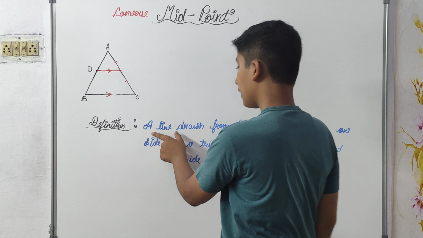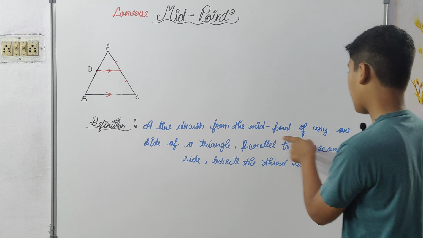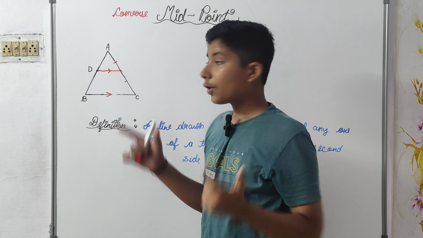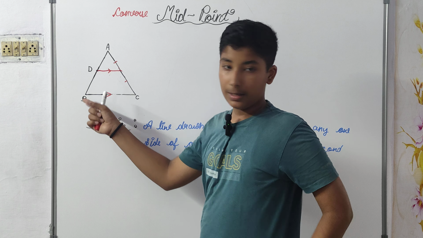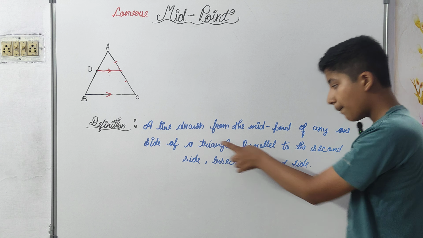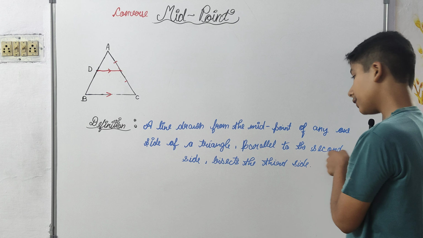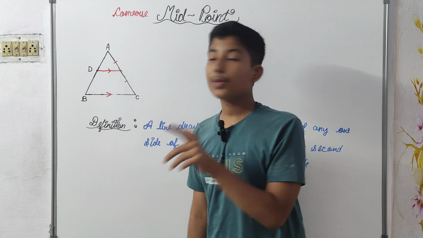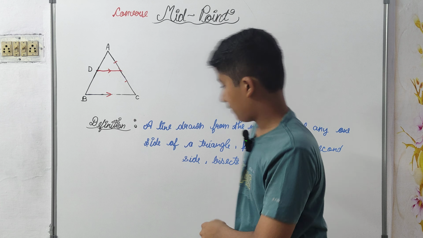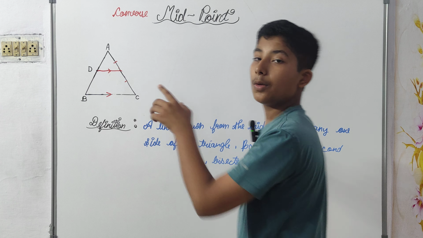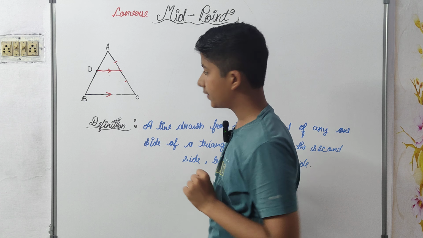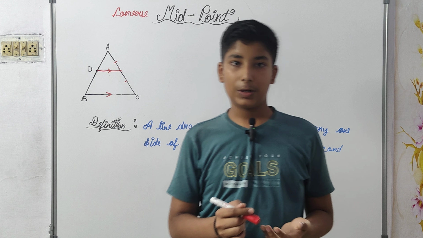So definition: a line drawn from the midpoint of any one side of a triangle. So we have drawn a line from the midpoint of AB, any one side of a triangle which we have taken, AB, parallel to the second side. Second side we have taken this one, parallel to this line, bisects the third side. Means it will divide the third side into two equal halves. Okay, this was the theorem.